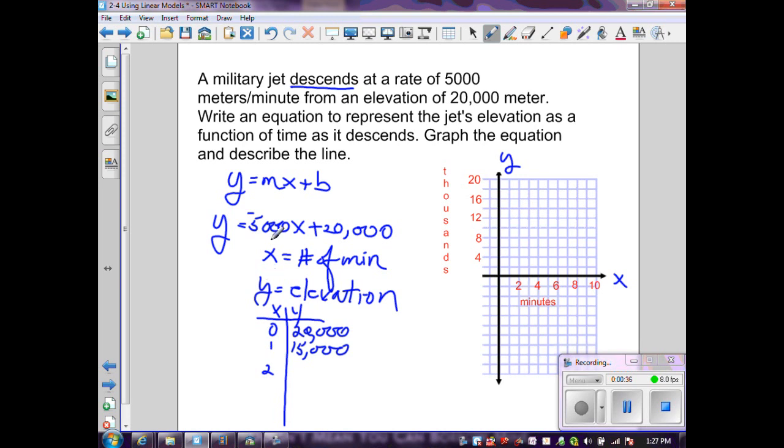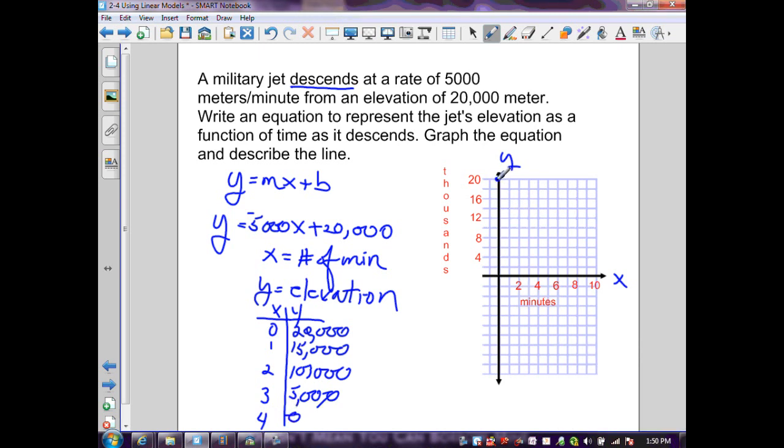After 2 minutes, we can see we're going to have negative 5,000 times 2, which is going to give us negative 10,000. Adding to 20,000 gives us 10,000. At 3, when we substitute in, that'll give us 5,000. And at 4 minutes, that will give us 0.